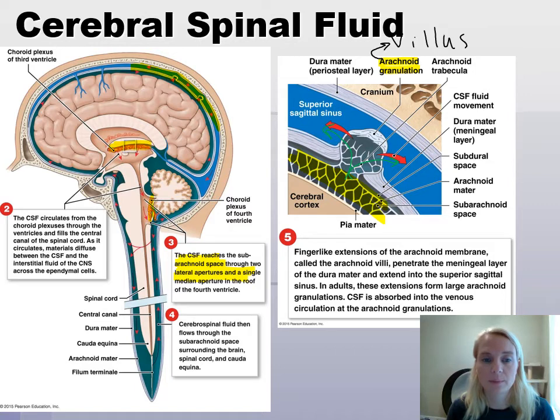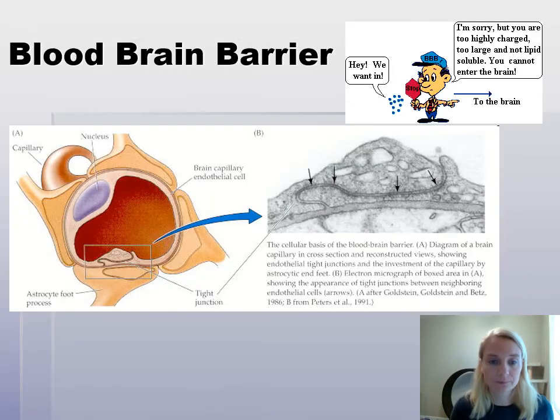Yeah, so that could be a problem, because if you have a whole bunch of fluid pushing on your neural tissue, it's not going to allow your neural tissue to do its job, which could lead to symptoms or malformed brains if it's happening in a baby that hasn't formed their brain fully yet. Okay, so that is your production and circulation of your cerebrospinal fluid.